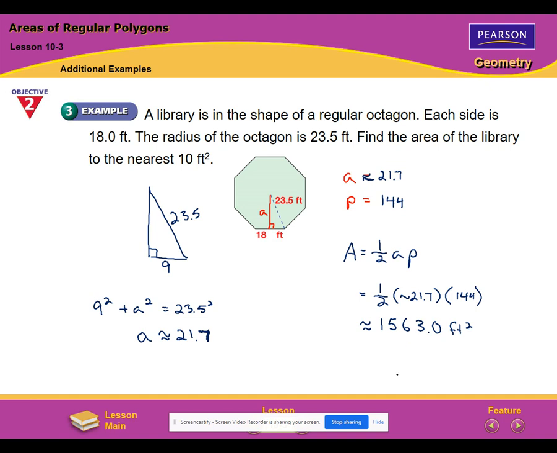I like 1563.0. Okay, now all that to point this out too, they did say to the nearest 10 feet squared, not tenth, 10. So that would actually just be 1560. I don't think the book does this at all. We never do that on quizzes or tests, but technically to the letter, as they said here, to the nearest 10 square feet would actually just be 1560.